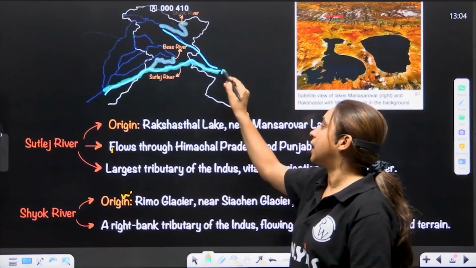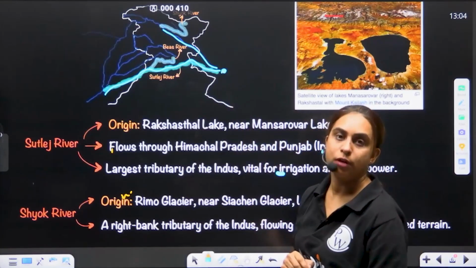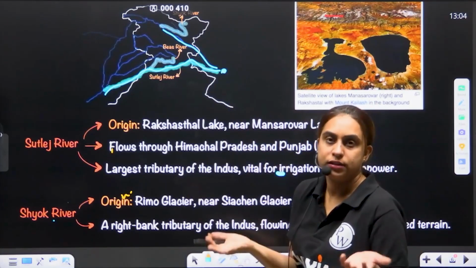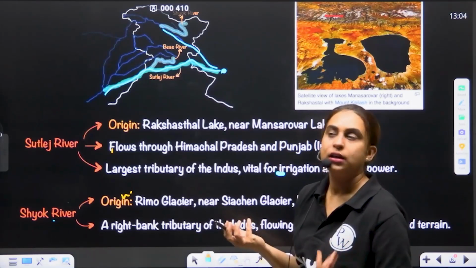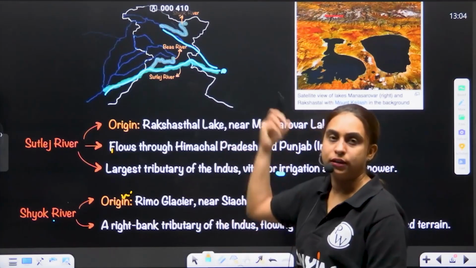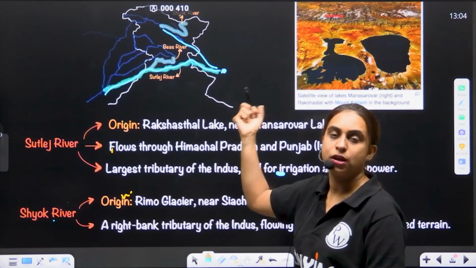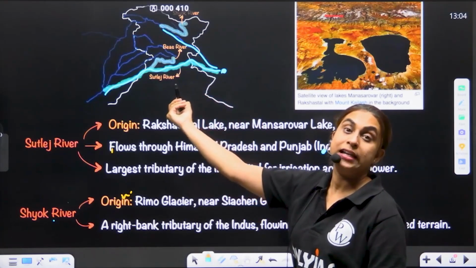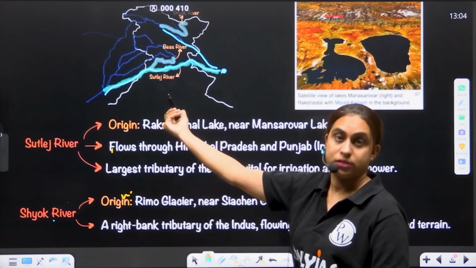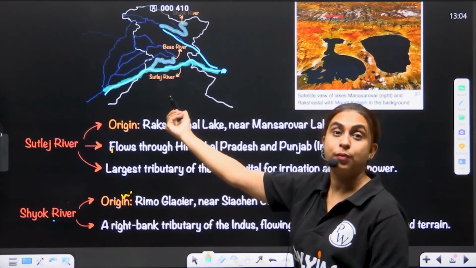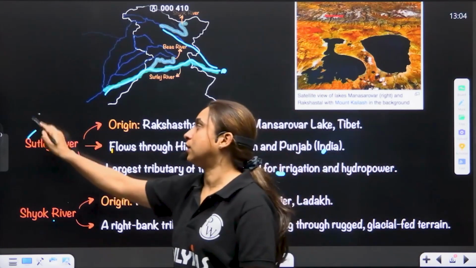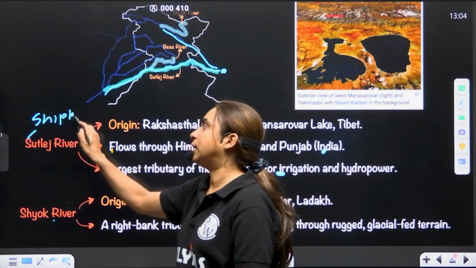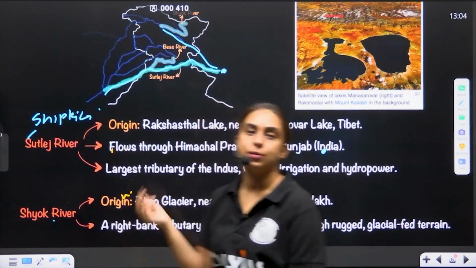It originates at Rakshastal near Mansarovar. A tal is a lake. The lake is Rakshastal, near Mansarovar. That is where your Sutlej comes from. So Rakshastal in Tibet. It is known as Langchen Khambam. It enters India from a pass, a gap, called Shipkila Pass. So remember S for Sutlej, S for Shipkila. It is coming from Shipkila Pass.